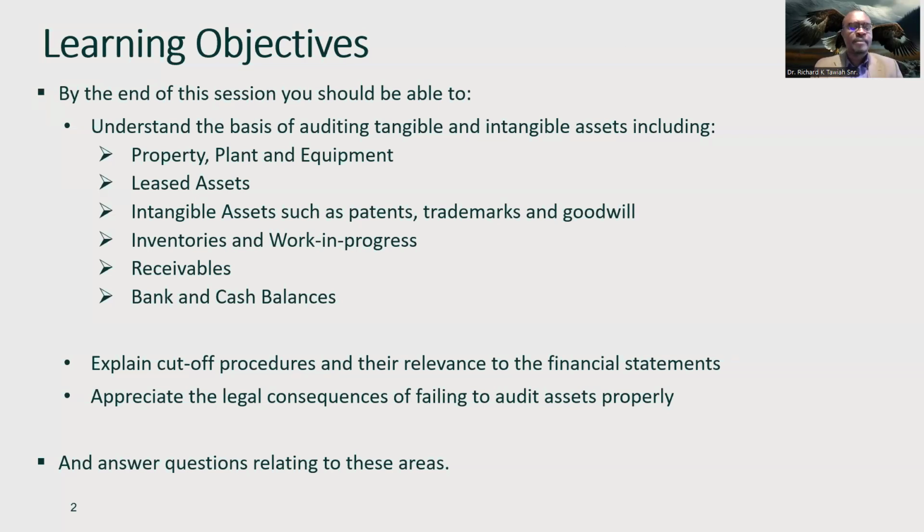PPE, lease assets. Here you wouldn't want to say leased asset, but for the sake of understanding, we say leased assets. But you know, we're dealing with ROU, right of use assets. Intangibles such as patents, trademarks, goodwill, inventories and work in progress, receivables, cash and bank balances. You would realize that there are a number of accounting standards which need to be understood here. PPE, IAS 16, leased asset, IFRS 16. And then IAS 17, I don't want to go there, but IFRS 16 will be enough because it supersedes IAS 17.